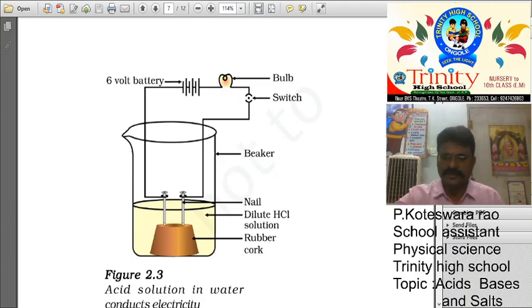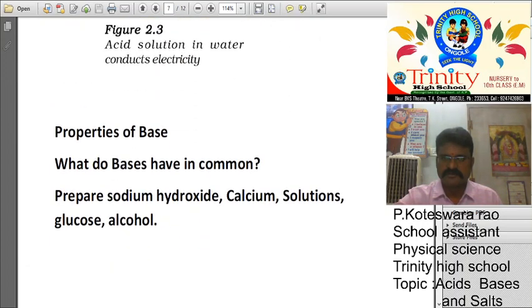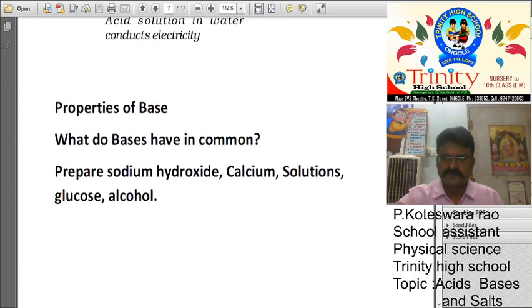I think all of you understood this one. After completion of this, everybody should observe and understand this activity. This is a most important 4 marks essay.